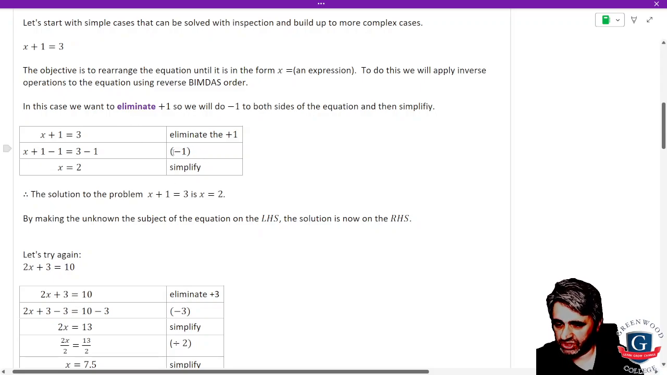And we're going to use this notation here because it's quite common. To the right of what we're trying to do, we're just going to say minus 1, and that's indicating that we're going to subtract 1 from both sides. And you can see it here. We've subtracted 1 from the left-hand side of the equation, and we've subtracted 1 from the right-hand side of the equation. When we simplify, 1 minus 1 becomes 0, it becomes eliminated. 3 minus 1 becomes 2. It's all nicely simplified and we're finished. So the solution to the problem x plus 1 equals 3 is x equals 2. We can check that. 2 plus 1 is 3, 3 equals 3, the equation is true.